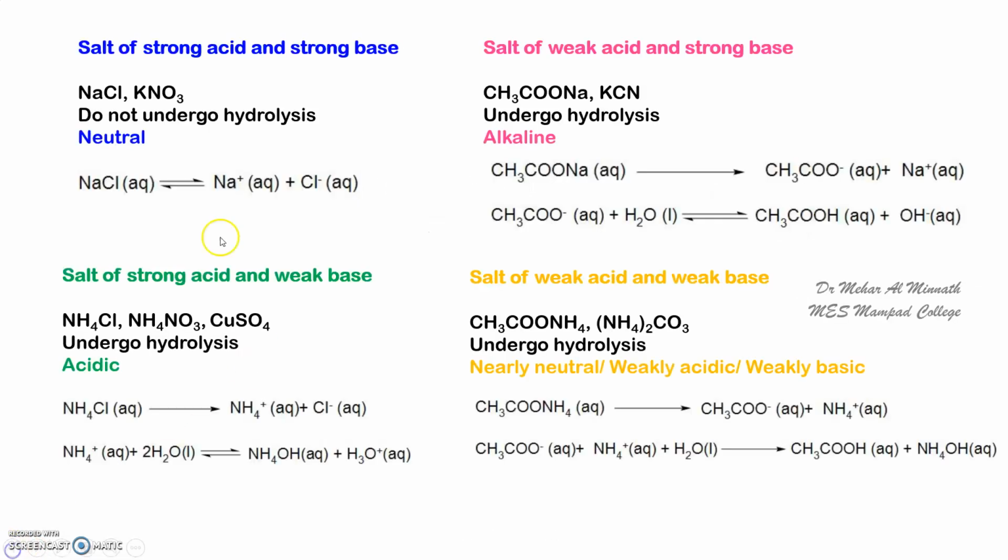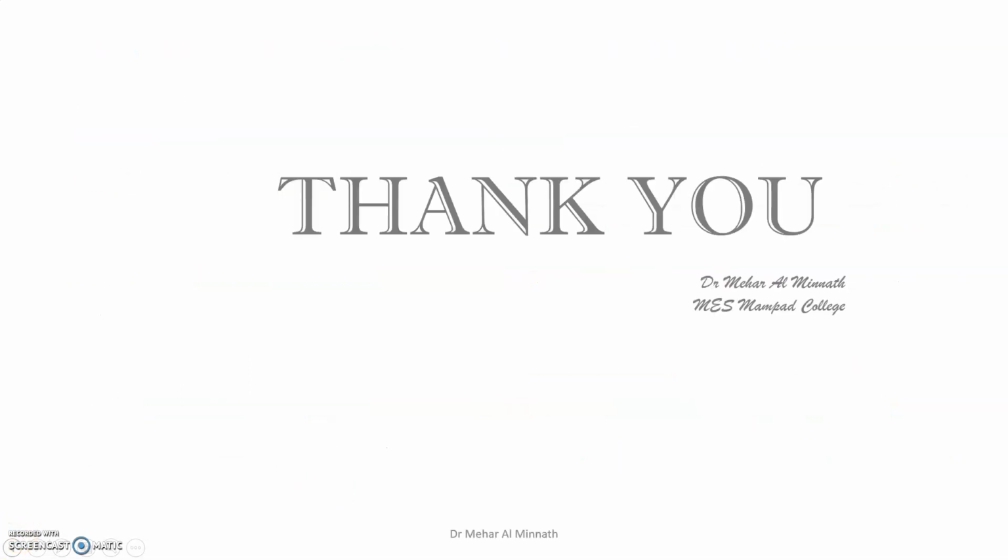So this is how different types of salts undergo interaction with water and give us different solutions with various pH. Salt of strong acid and strong base gives a neutral solution. Salt of weak acid and strong base gives an alkaline solution. Salt of strong acid and weak base gives an acidic solution. And salt of weak acid and weak base gives us an almost neutral solution. Hope it's clear to you.